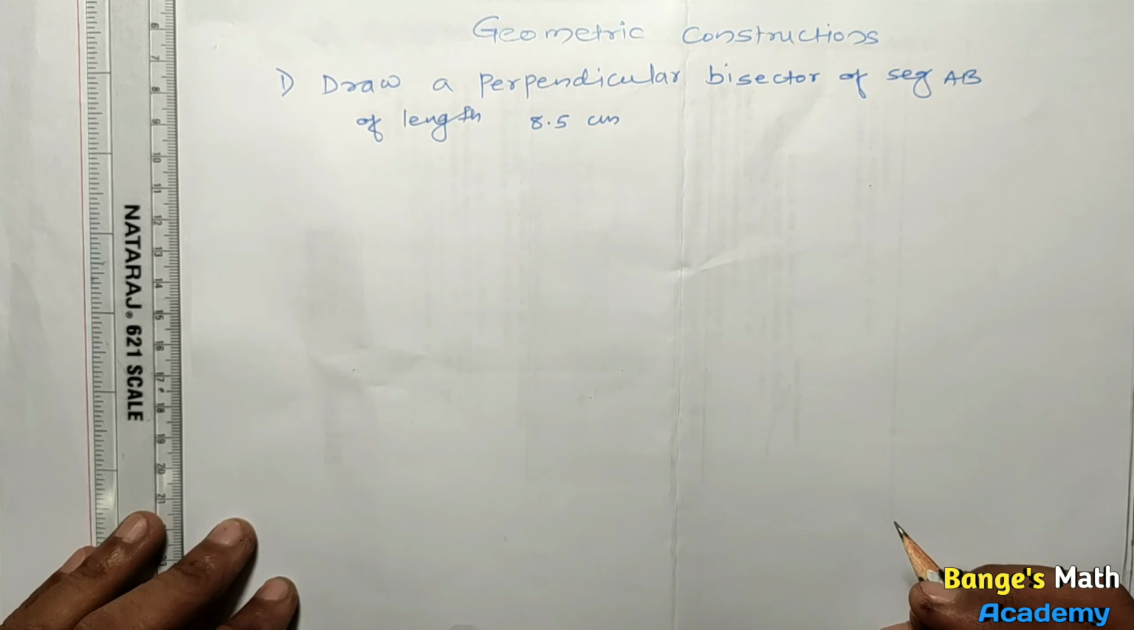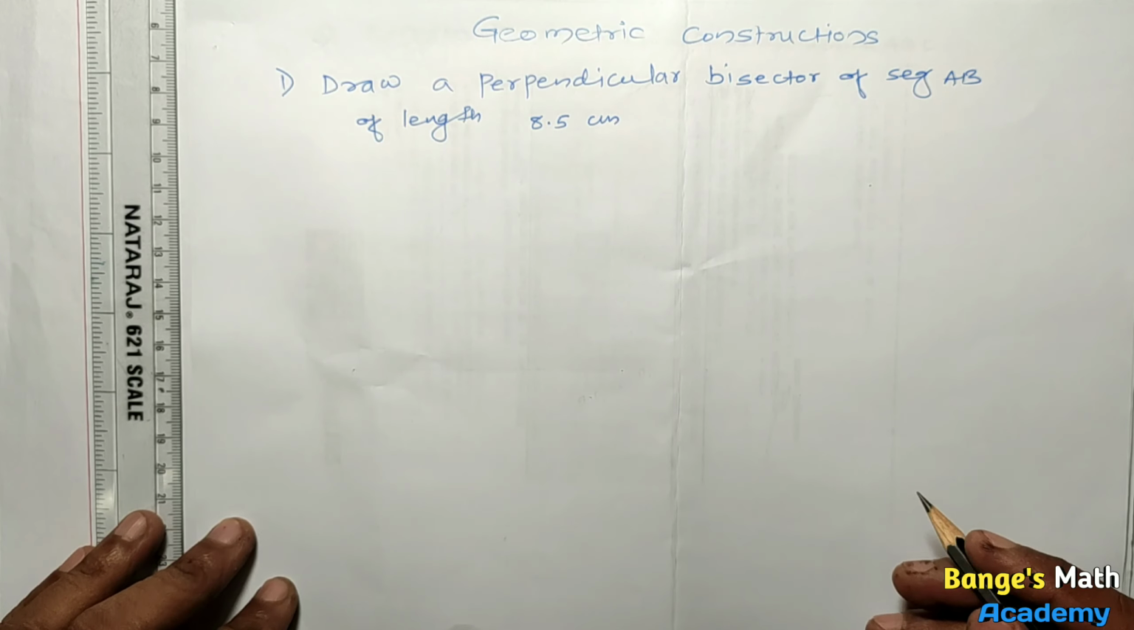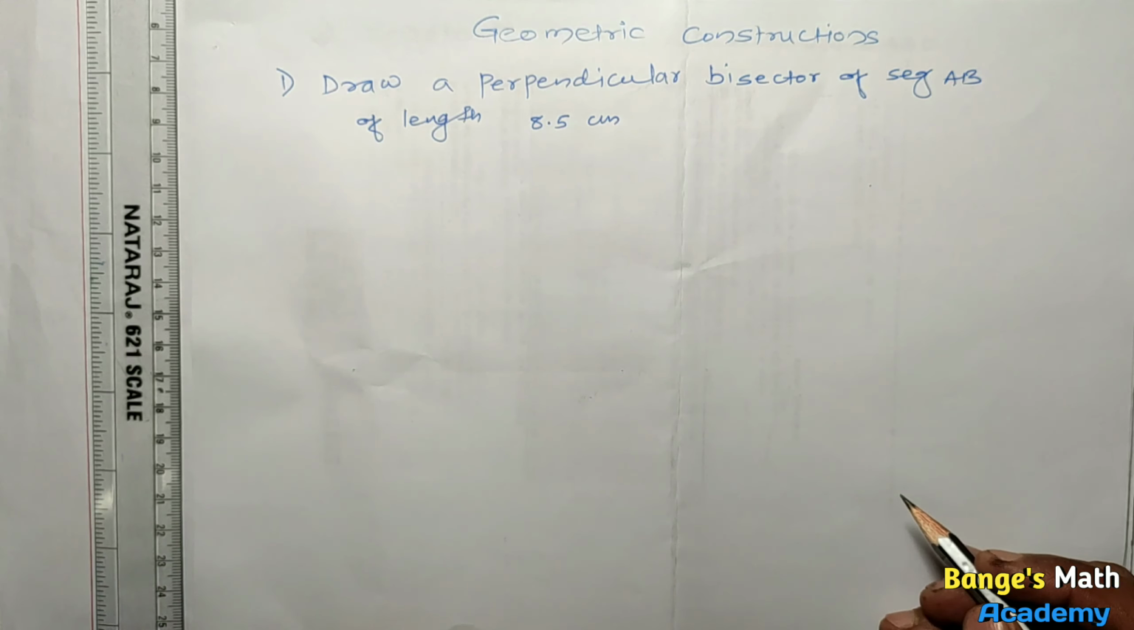In the previous class we learned how to draw a triangle from the given information and how to draw a circumcircle and incircle, and some basic constructions. So first of all, let's recall some basic constructions.